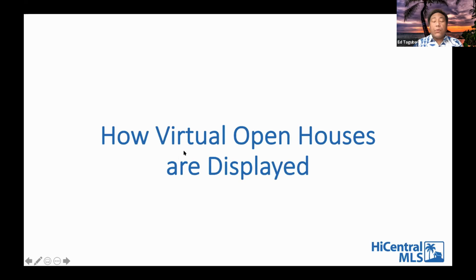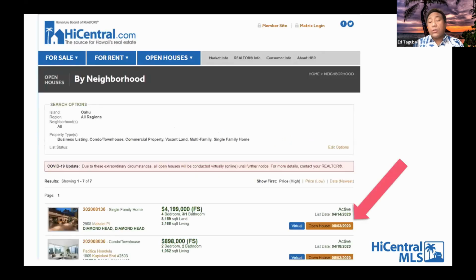A lot of you folks are wondering how the virtual open houses are displayed. There's a couple websites. There's, of course, highcentral.com. When people search open houses, they click on open houses, and then they can search open houses. The information will be here at the bottom right corner. It says open houses. If they click on it, it takes them to the property page, and you'll have the link that you pasted that they can click on for the virtual open.